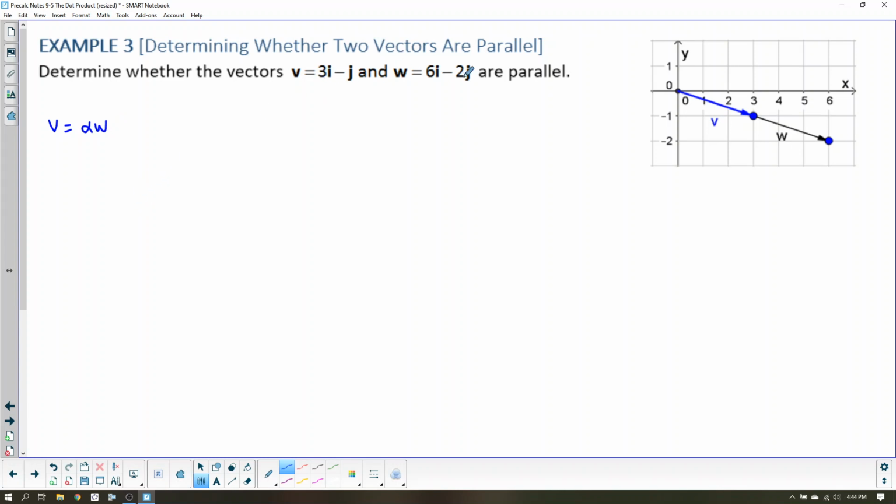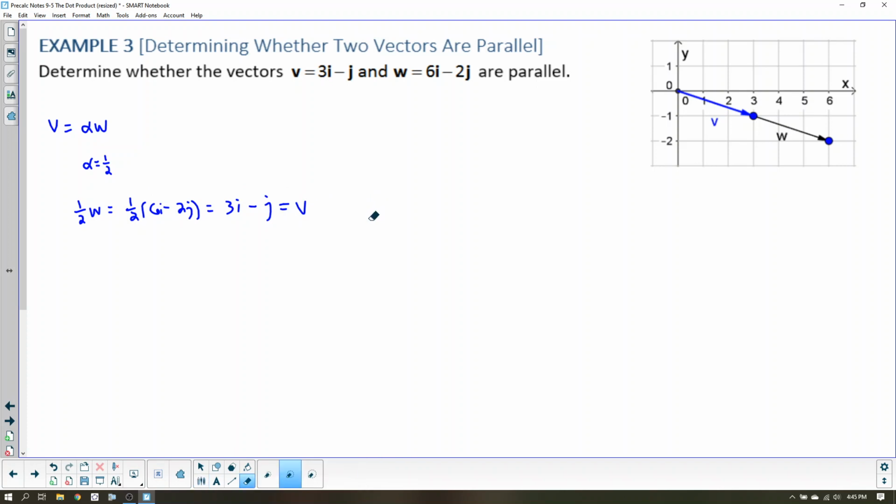Well, you can pretty easily see what that alpha would need to be. If you let alpha equal 1/2, then 1/2 times w is 1/2 times 6i minus 2j, which is going to give you 3i minus j, which is exactly v. So that by itself is enough to prove that they are parallel, that v is a scalar multiple of w. There's a number that you can multiply w by, and it equals v.